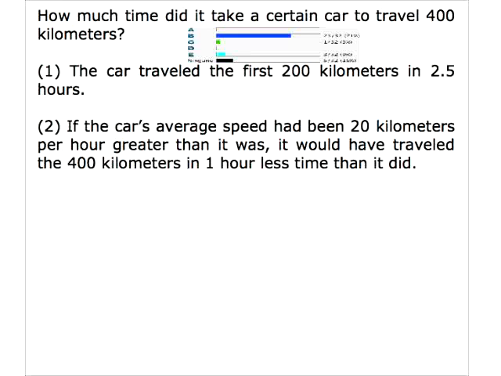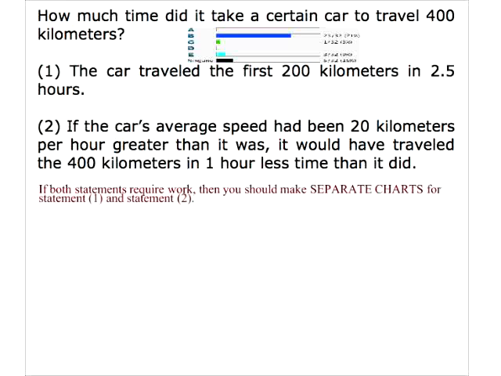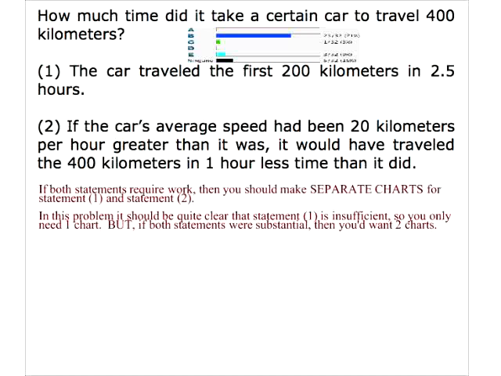Ordinarily you would want to make 2 charts, 1 chart for each statement. But statement 1 in this case hopefully is fairly clear without having to make a chart. So if both statements require work, then you should make separate charts. It's a mistake to try to put statement 1 in the same chart as statement 2. In this problem, it should be quite clear that statement 1 is insufficient because there's no information at all about the last 200 kilometers. So you only need 1 chart. But if both statements were substantial, then you'd want 2 charts. Because remember, you don't get an eraser, so you can't do the work for both statements in a single chart. In any case, statement 1 is not sufficient, so that's good enough.